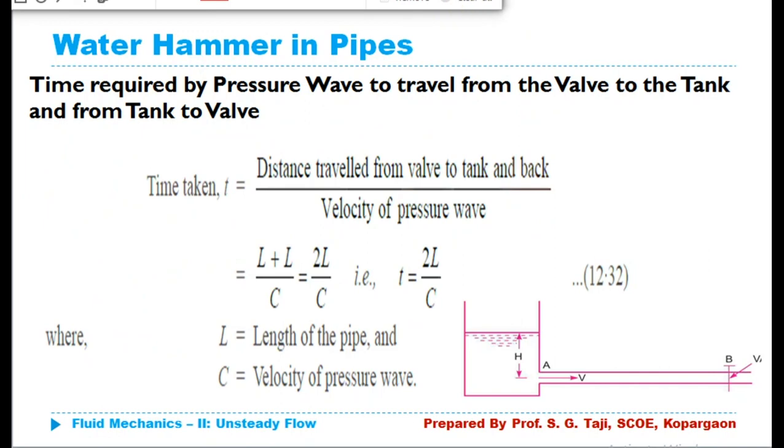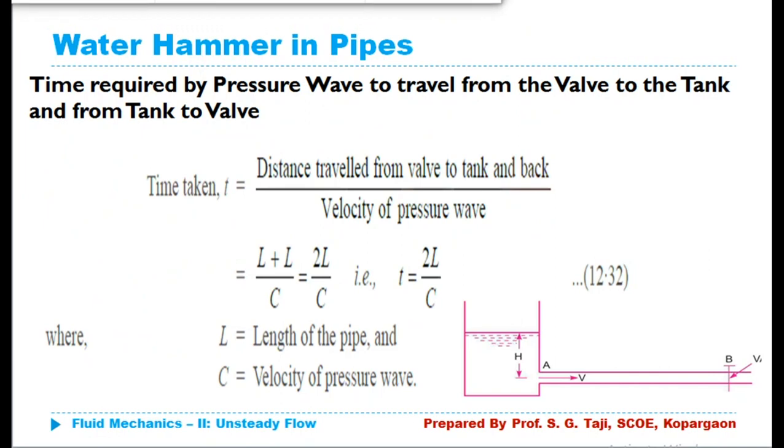The first thing, we are going to determine the time required by the pressure wave to travel from valve to tank and tank to valve. As we have discussed just now, whenever we close this valve, one pressure wave will be generated in the pipe, which is going to move towards the upstream direction, and again it is going to move back towards the downstream direction. So how much time it will take, we can simply calculate by dividing this distance by the velocity at which that pressure wave has traveled.